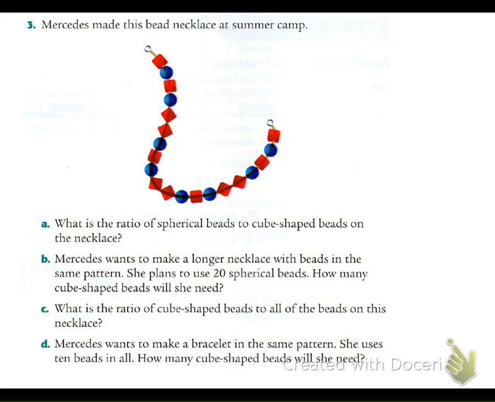Okay, now it's time for you to assess how you're doing. Here's some examples of Mercedes and a beaded necklace that she made at summer camp. I'd like you to try these examples on your own. See how you're doing. If you understand, then you can stop after you've completed these activities and submitted your answers. If you don't understand, click the next video to try a few more with me. Good luck, and remember, today you're trying to describe the relationship between two quantities using ratio language.